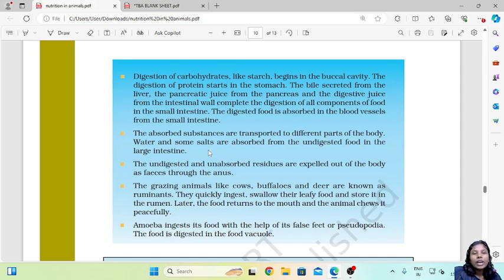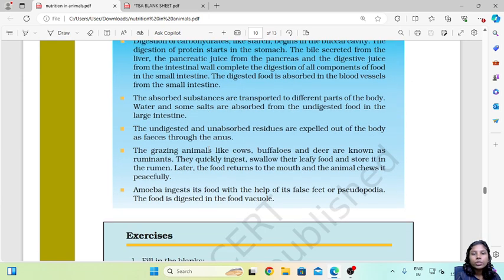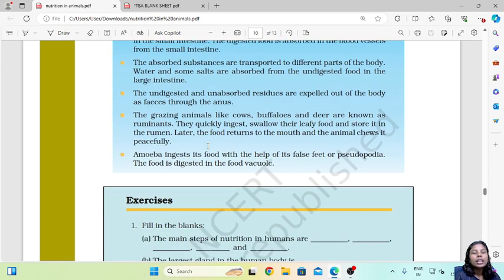The digestion of carbohydrates like starch begins in the buccal cavity. Then digestion of proteins starts in the stomach. Then the bile secreted from the liver, the pancreatic juices from the pancreas, and the digestive juices from the intestinal wall complete the digestion of all the components of food in the small intestine. The digested food is absorbed in the blood vessels from the small intestine. The absorbed substances are then transported to various parts of the body.